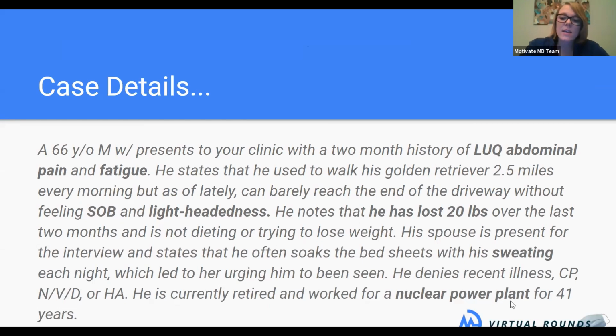He denies any illness, chest pain, nausea, vomiting, diarrhea, or headache. He's currently retired and worked for a nuclear power plant for 41 years.